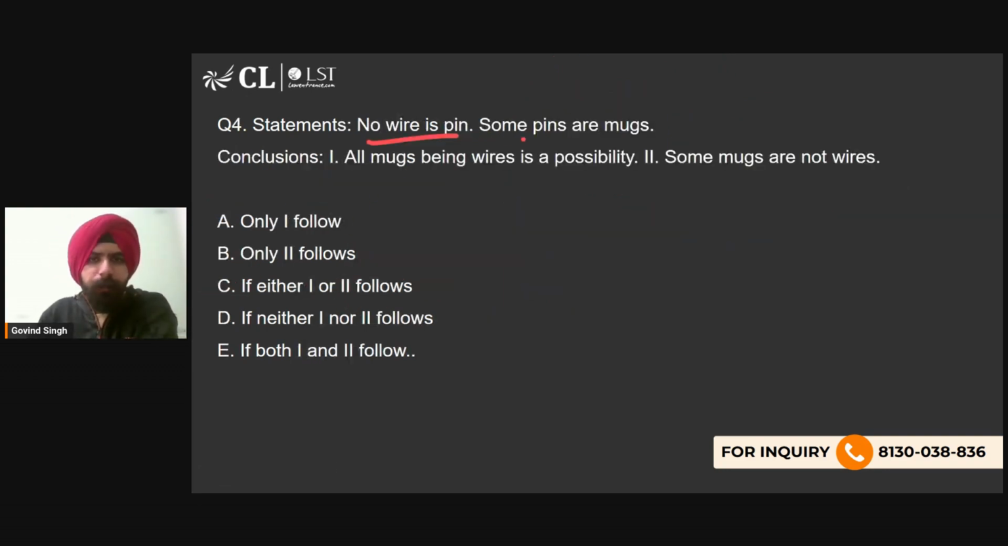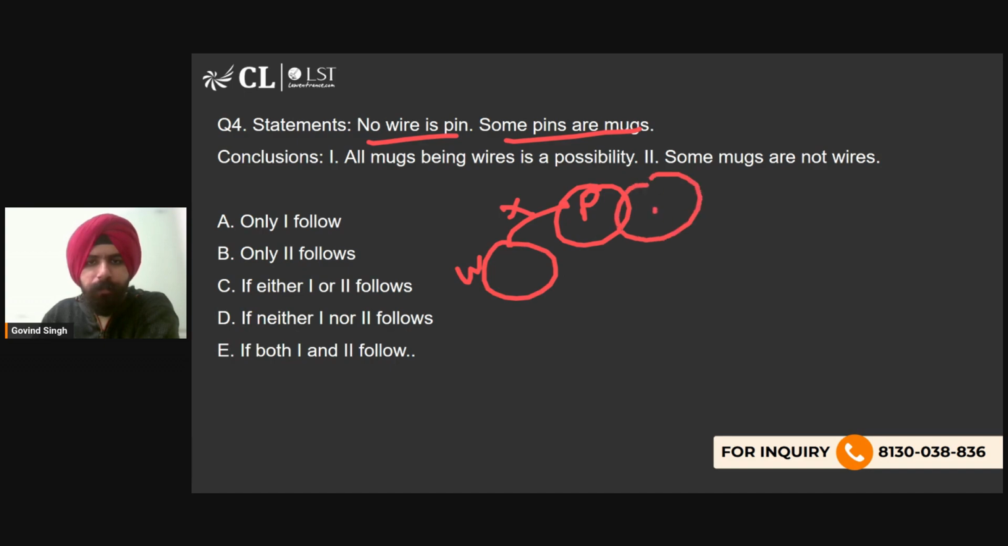No wire is pin, some pins are mugs. Okay, we draw a wire. No wire is pin. Some pins are mugs. Cool. All mugs being wires. Okay, all mugs being wires is a possibility. No, it's not a possibility because this part of mug is going to overlap with pin, and pin cannot be wire, so this is not a possibility, right?